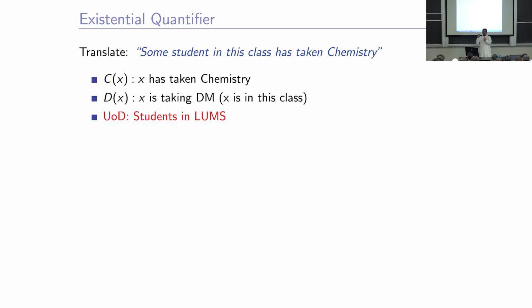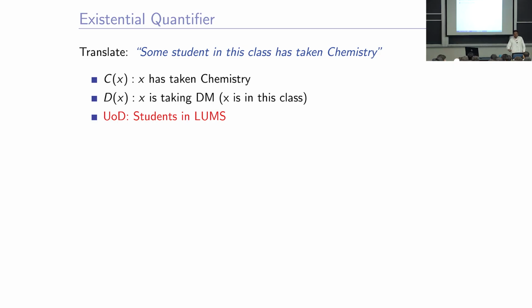The blue statement says, okay, so let's go to which order did we do? This. What did you say? Look at the or one: there exists x, C of x or D of x. Can you translate it back to English? There exists some student in LUMS who has taken chemistry or is taking discrete math. Have you taken chemistry? Anybody who has not taken chemistry? Good, clean person. Yes.